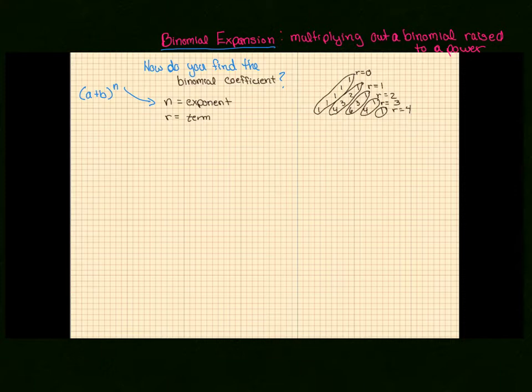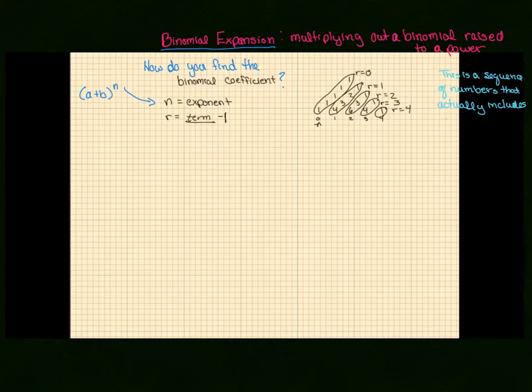Okay, so basically when you think about it, we start out with term 0, then we go 1, 2, 3, 4, and that's how we figure out what term. So if I'm looking for the actual fifth term in the polynomial, I am looking for term 5 minus 1, because the first term is equal to 0. So r is equal to the term minus 1.